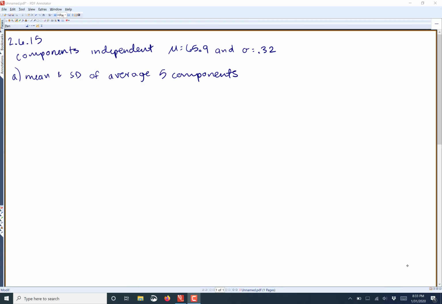This is 2.6.15. So we're supposed to be making a lot of components. They're supposed to be independent of each other. They have a mean, they have a standard deviation. So now we want to know, well, what would happen if we took 5 components and took the average?